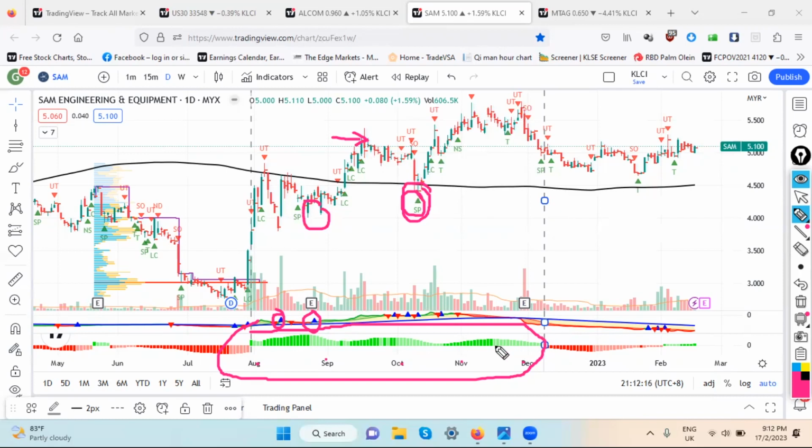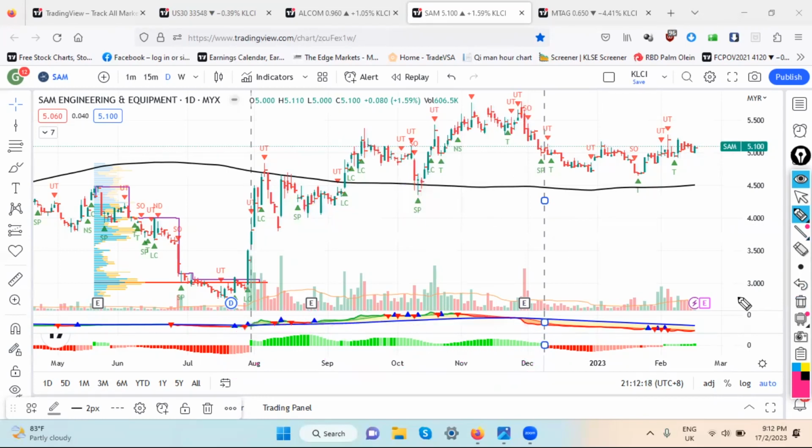You can see here I cleared it out. Focus on this green zone. Even though every time you have a pullback it looks like it is about to change to red, actually we are catching the turning point.